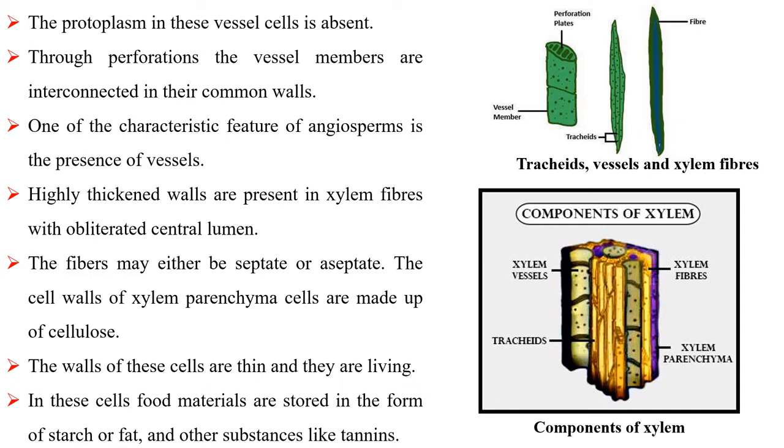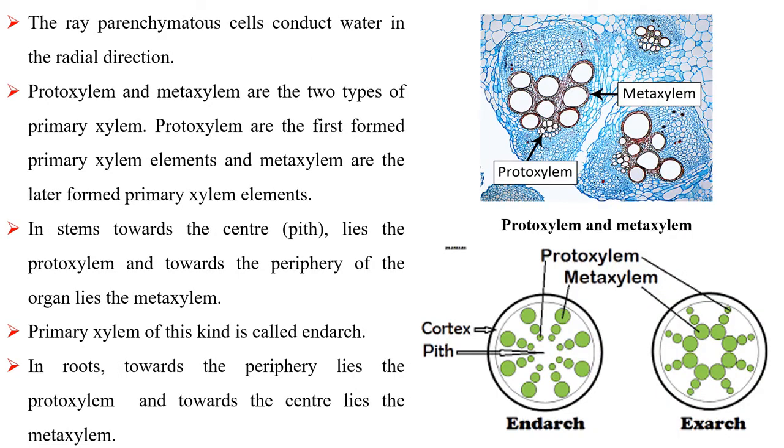Highly thickened walls are present in xylem fibers with obliterated central lumen. The fibers may either be septate or aseptate. The cell walls of xylem parenchyma cells are made up of cellulose. The walls of these cells are thin and they are living. In these cells, food materials are stored in the form of starch or fat and other substances like tannins. The ray parenchymatous cells conduct water in the radial direction.